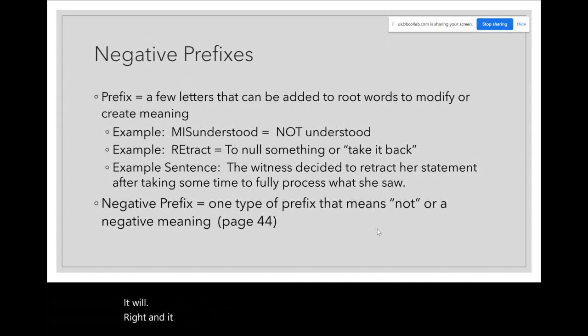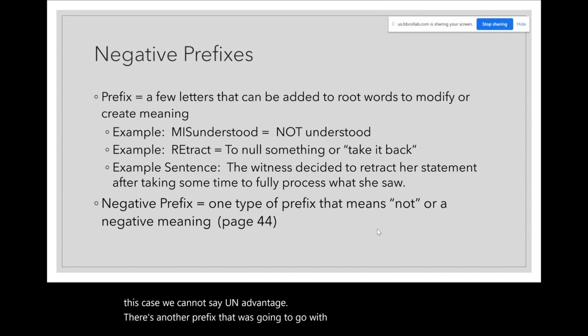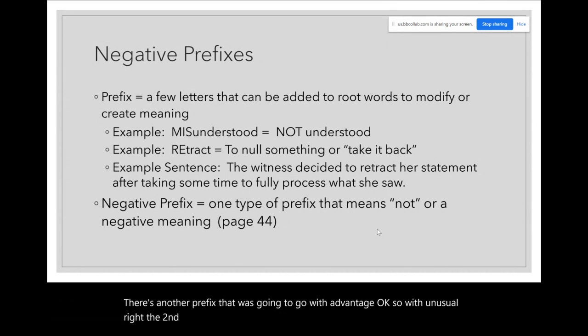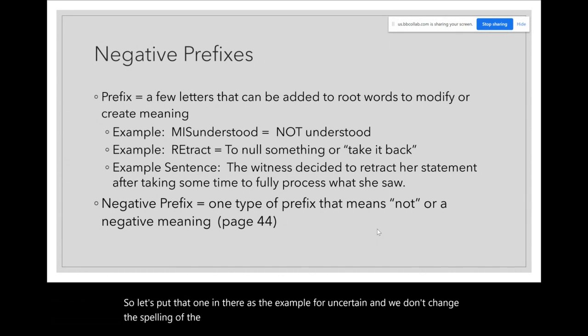Right. And it is a little confusing, isn't it? Because you're thinking, oh, well, we can say not advantage, not experience, not certain. But we have certain prefixes that we like to put with certain root words. And in this case, we cannot say unadvantage. There's another prefix that is going to go with advantage, okay? So with the second one, it's going to be uncertain. Uncertain, okay. So let's put that one in there as the example for un. And we don't change the spelling of the root word certain. We don't need to add any letters or anything except the prefix. So uncertain is one example.